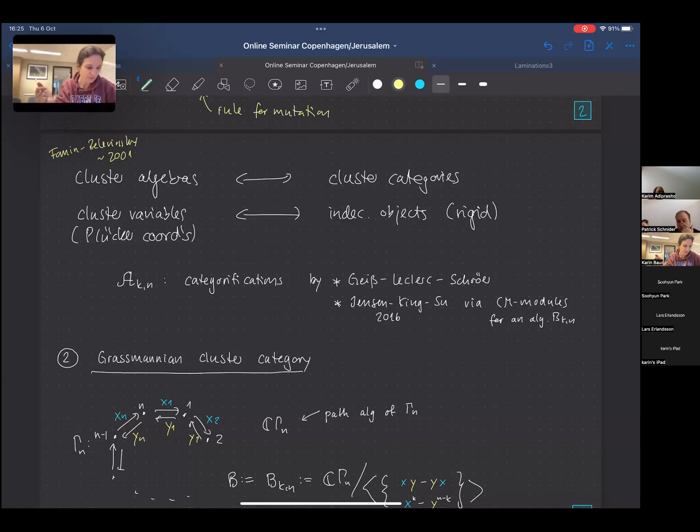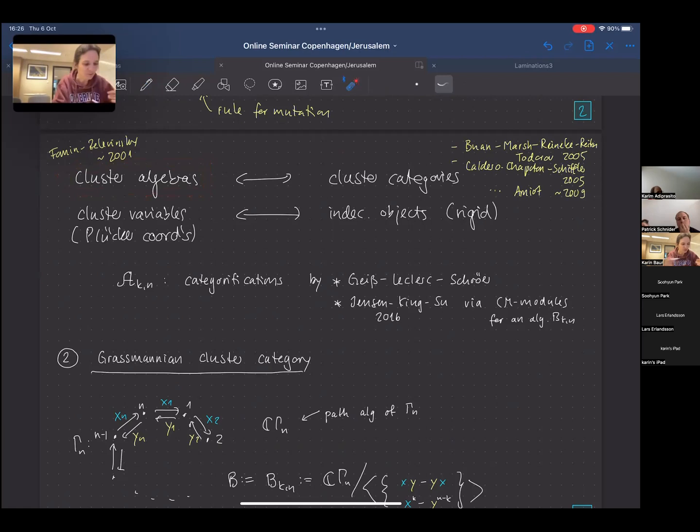On the other side, we have the cluster categories, first defined by Buan, Marsh, Reineke, Reiten and Todorov around 2005, and independently by Caldero, Chapoton, and Schiffler at the same time. And then there are generalizations. One that is important for today is by Claire Amiot from around 2009. So we have these cluster algebras, which often look like coordinate rings of algebraic varieties, but we have categories of modules which correspond to them. And this interplay has been very fruitful in the past 15 years, because some results we find on that side, we can transport back to understand cluster algebras or cluster variables, and vice versa.